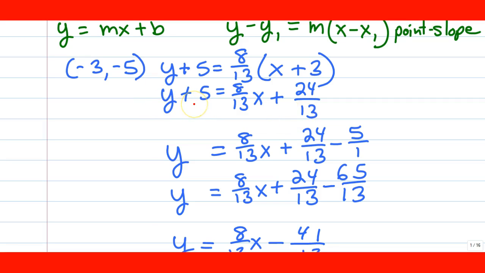Now I need to subtract the 5 from the left side so that y is left alone. So I'll subtract the 5 off the left side. This means I'm subtracting the 5 off the right as well. This creates a 5 over a 1. I need an equivalent fraction before I can actually complete the subtraction.